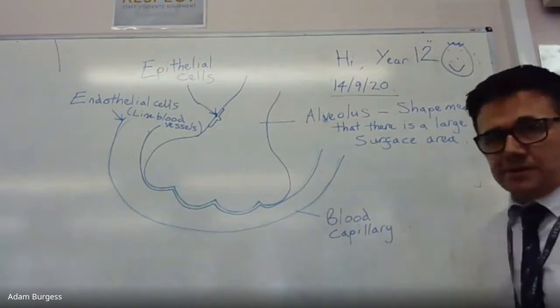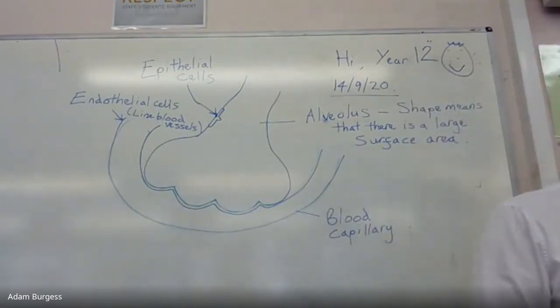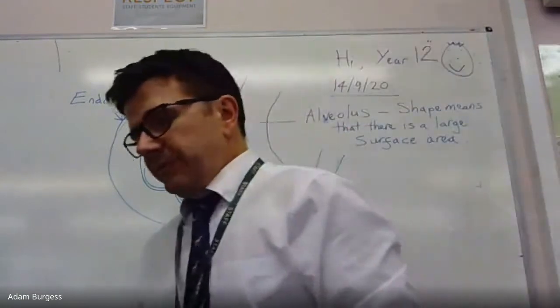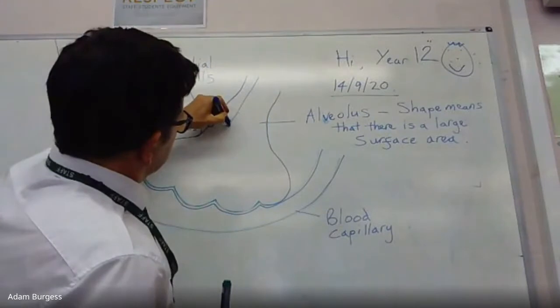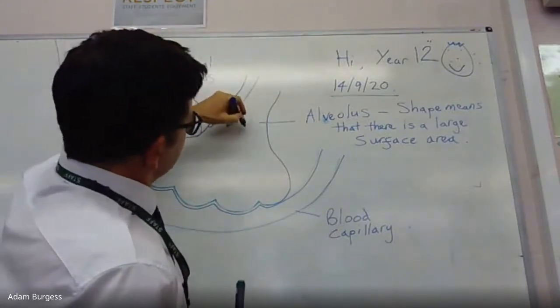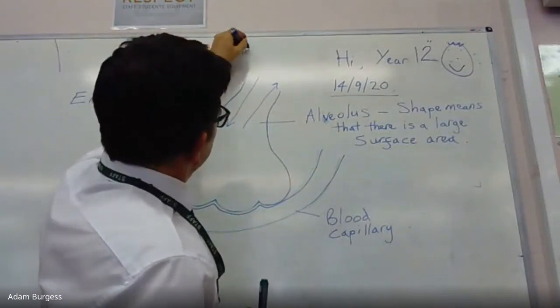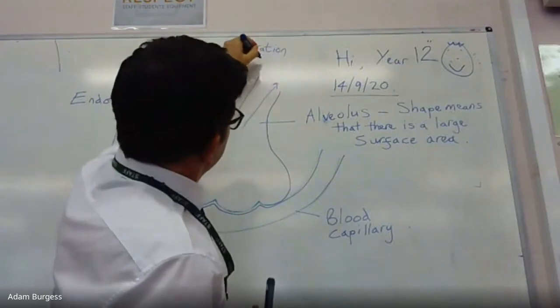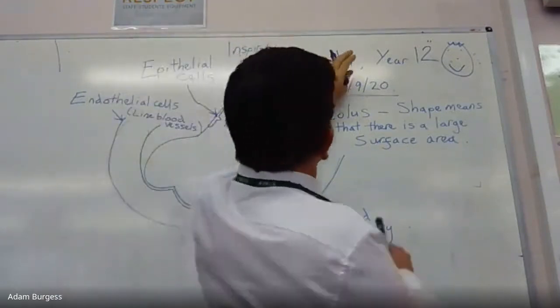Okay, there are also lots and lots of them as well. Now, if you remember, we talked about ventilation. Ventilation is continually occurring. So we've got inspiration and expiration. So that's up there, inspiration coming in, and expiration coming out.